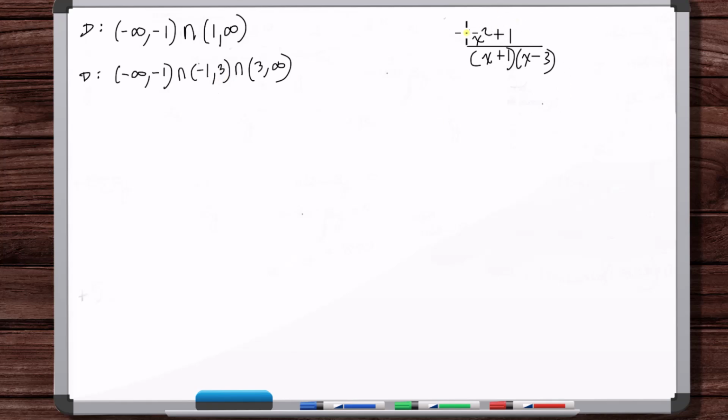When analyzing critical numbers, we did a bunch of examples. This is minus 1 and 3 are critical numbers, not endpoints. So what's going on here?